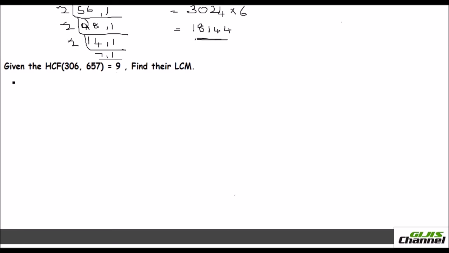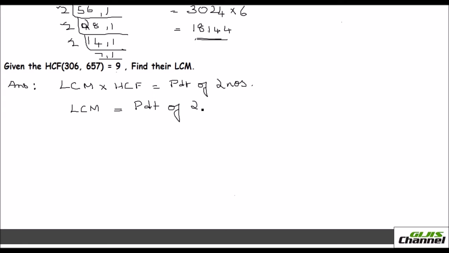The next problem, okay, see here they've given the HCF as 9 and you are asked to find the LCM. We know LCM times HCF or GCF, whatever you call it, is equal to product of 2 numbers, right? So your LCM is what you don't know. Let us keep this LCM here and divide throughout by the HCF. So you get LCM is equal to product of 2 numbers over HCF, okay?